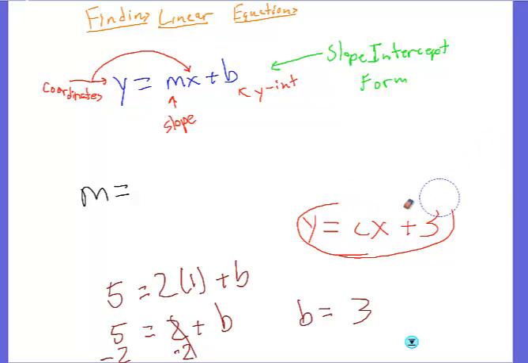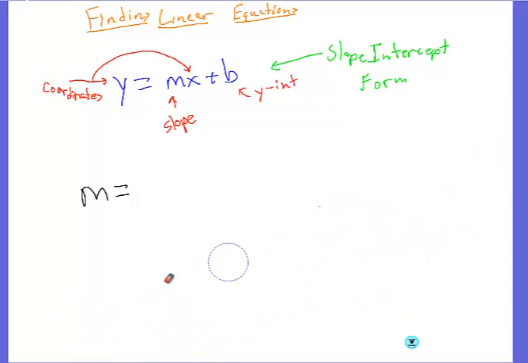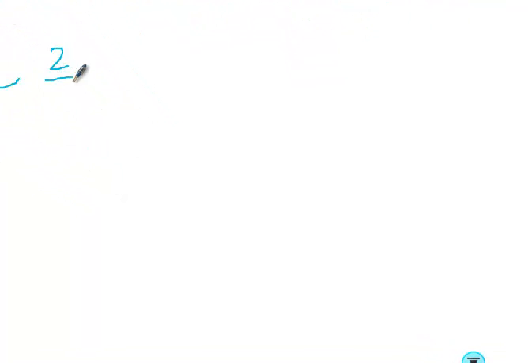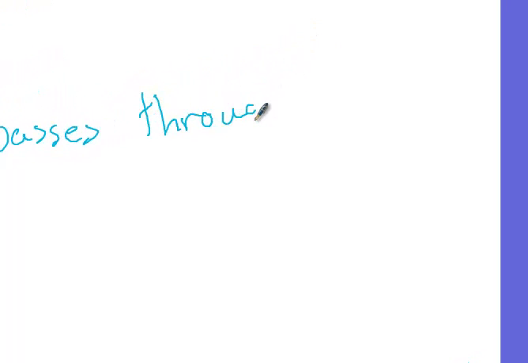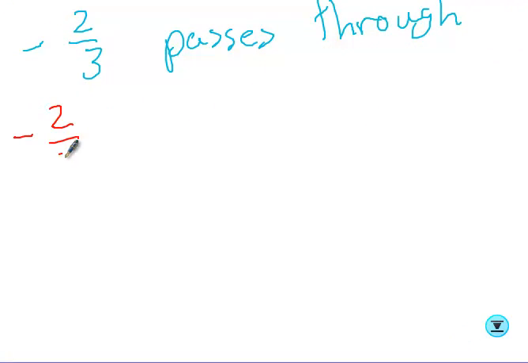Let's say we have the equation. Well, I'm going to tell you the slope is negative 2/3, and it passes through the point 6 comma negative 4. Okay, so again, let's go to our equation. Let's write in what we have. We know that we have a negative 2/3 for x, but we don't know what b is.